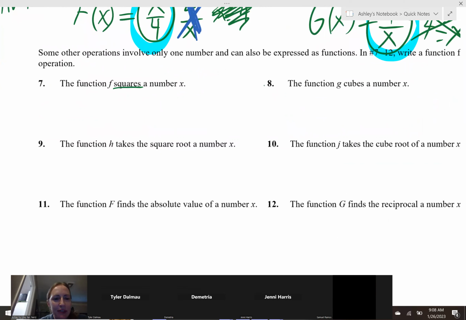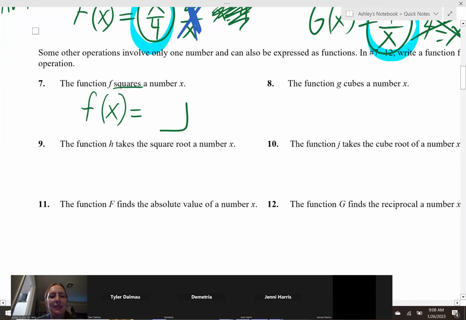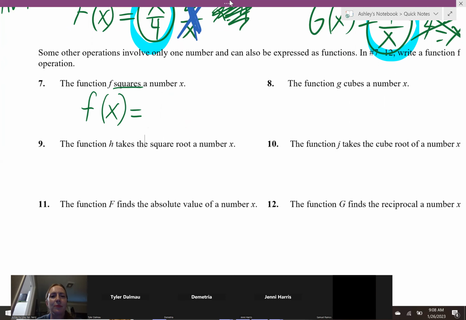So for example, number 7 says, okay, they're going back to the name f of x. Okay, I guess we're starting over, imagining we didn't use these letters yet. It squares a number x. So what would that look like? Does that mean I put x inside of a square like that? Okay, silly, right? Okay, what do I do to x though? What do I need on the right side besides just x?